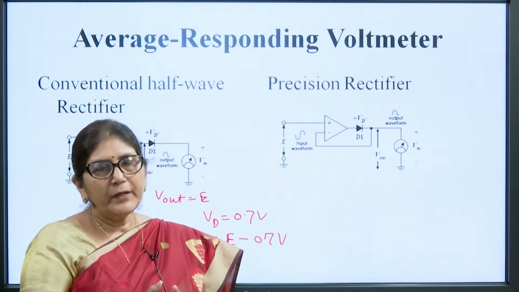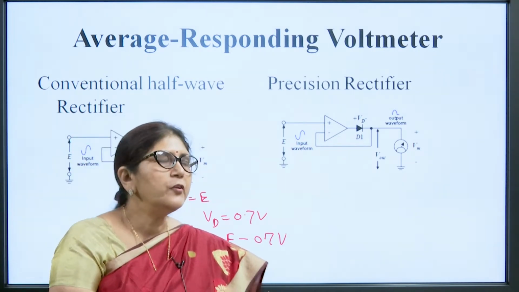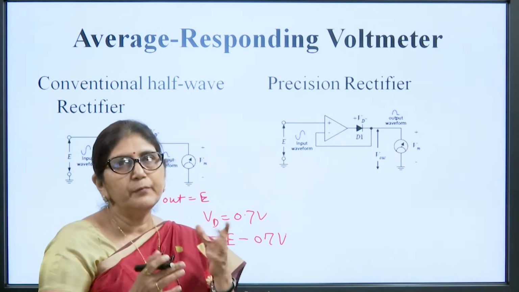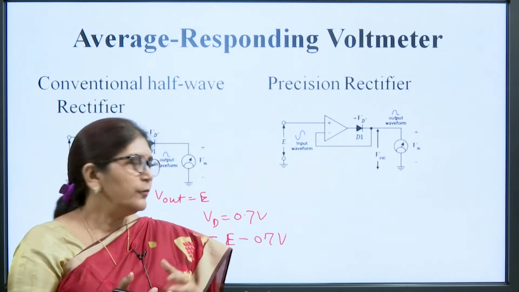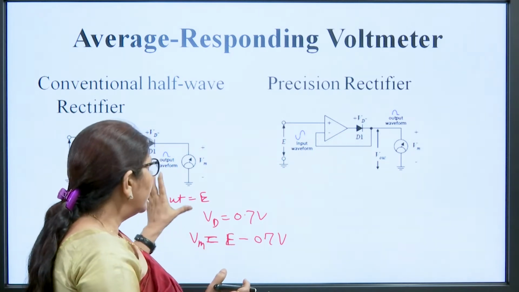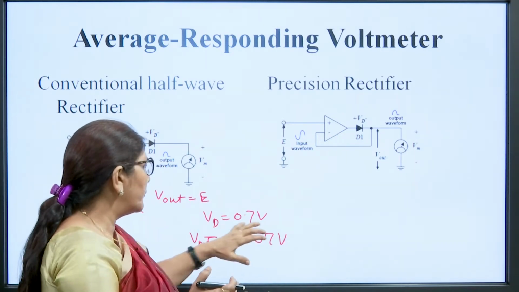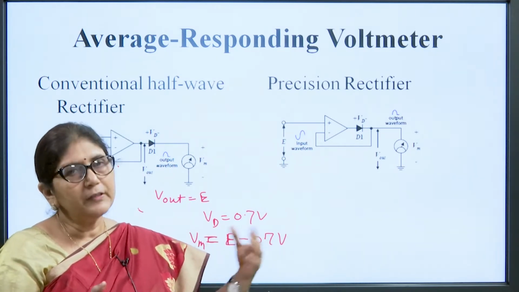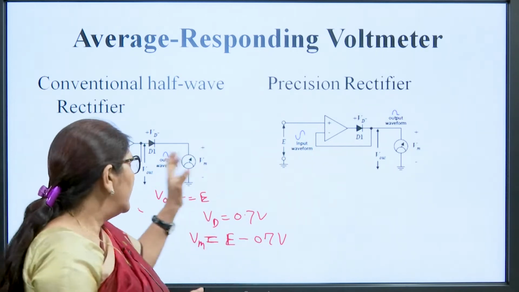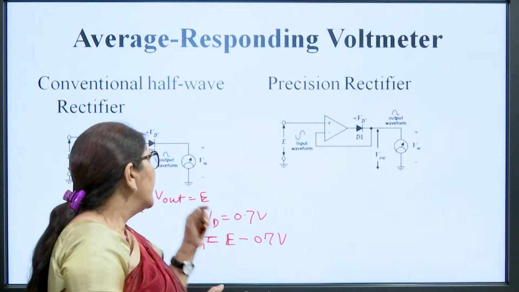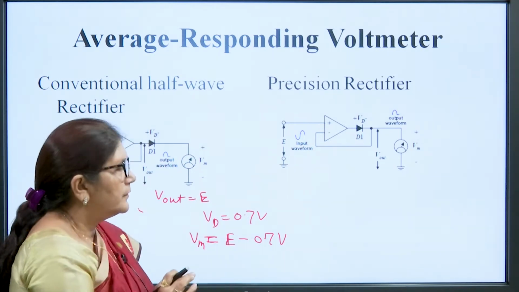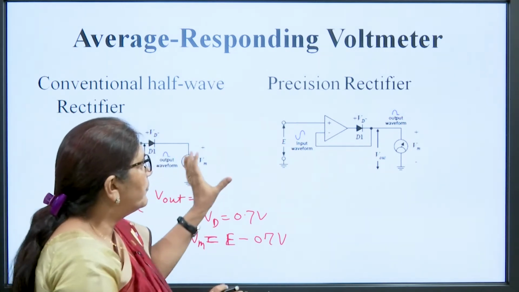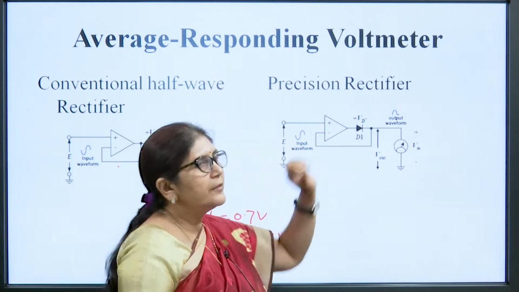That is the drawback. If we want to measure an input voltage of 1 volt, the voltage that appears across the meter will be 0.3 volt. So, the first thing is that it will have a drop of 0.7 volt. Second, we can't measure a voltage whose amplitude is less than 0.7 volt, because the diode will not conduct. So, to remove this problem of the circuit, we have to take a precision rectifier.